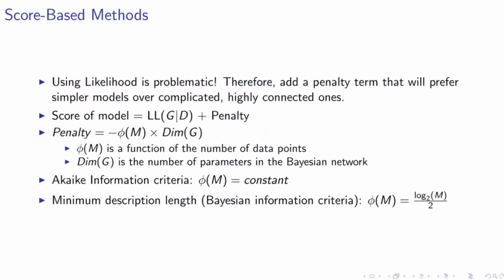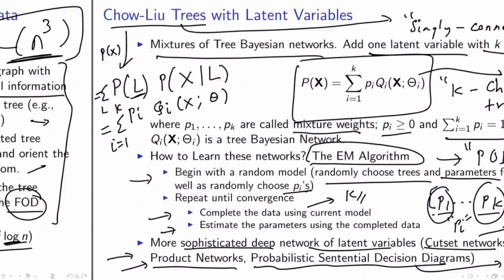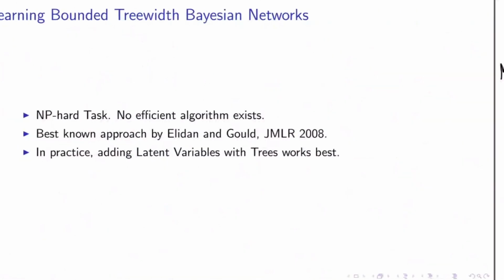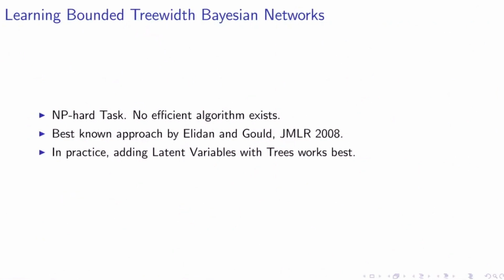Okay, so that's how we can improve the performance of Chow-Liu. It's a very simple algorithm, and you improve its performance by adding latent variables.